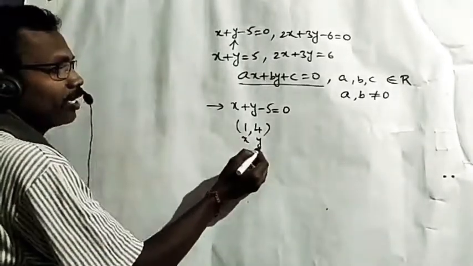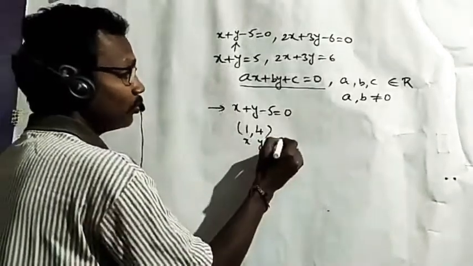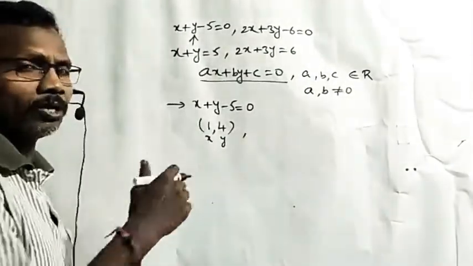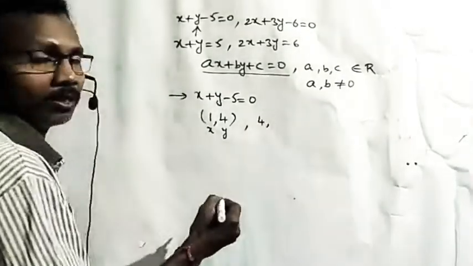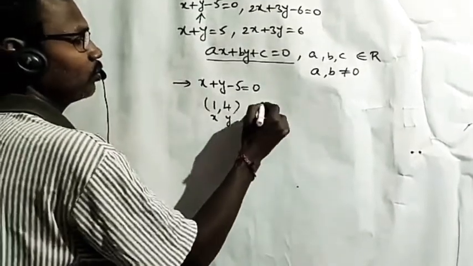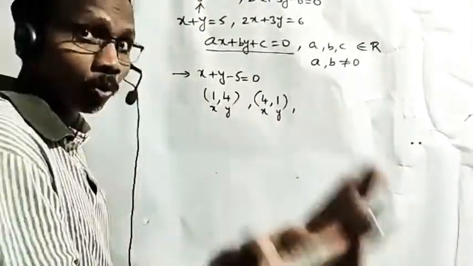So here the x coordinate and y coordinate simultaneously satisfy this equation. So one more solution we will find. We got one solution. So can you guess one more solution? Suppose you take x as 4, then y should be 1, because 4 plus 1 is 5. 5 minus 5 is equal to 0. So this is also a solution. Like that, you can guess more solutions also.